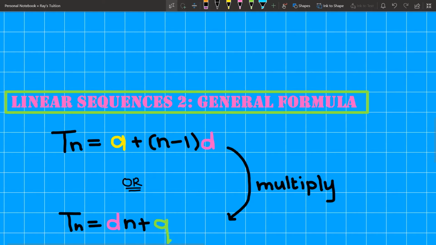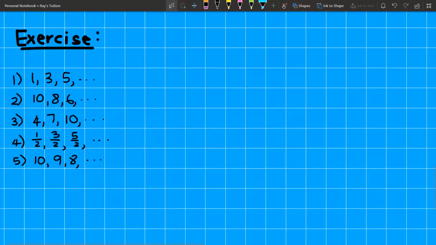In this video, we're having a look at the general formula. The general formula is a formula that defines the general pattern for all of the terms in a sequence. We've already looked at the formula Tn is equal to a plus n minus 1 times d in the previous video. This formula is equivalent to Tn is equal to dn plus q. To get from one formula to another, we just multiply it out. So in this video, we will have a look at how to find the general term for linear sequences.